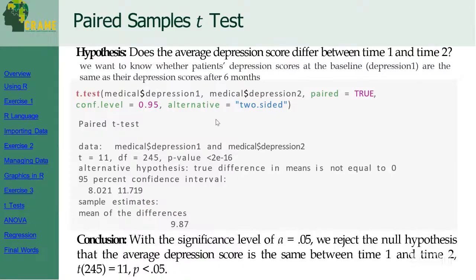Again, t-test, medical depression 1, medical depression 2 are the two data. Two-sided alternative, paired true, confidence level 95%. Paired t-test is being applied between the data depression 1, depression 2 with 245 degrees of freedom, 246 were the observations, and the t-score is 11. Right? Sample estimate, mean of the difference 9.87. True difference in mean is not equal to 0. It means there is a significant difference between the depression score at time 2 and time 1. It means the null hypothesis is being rejected, right? That's how we can do that.